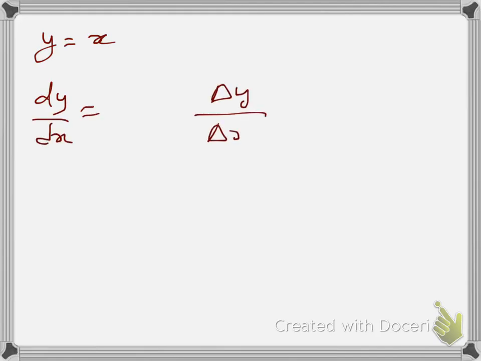So first we'll take y equal to x. So I want to find dy by dx. That is change in y by change in x, with the change in x going to 0. So first you have to change x. So I change the x value.